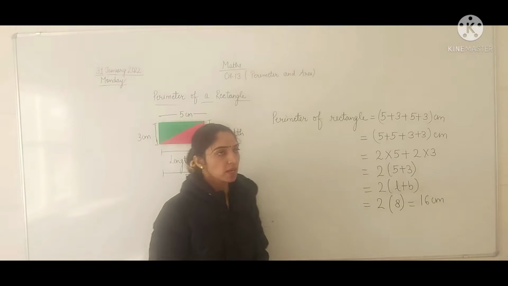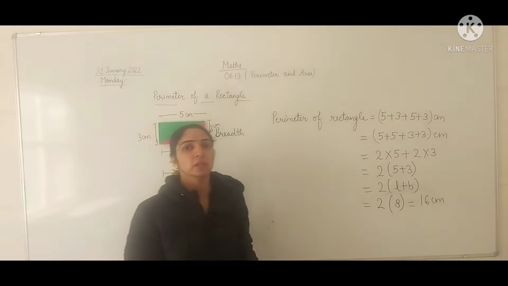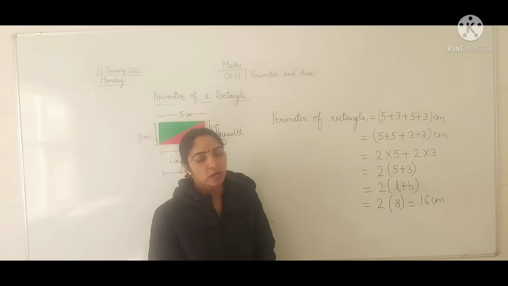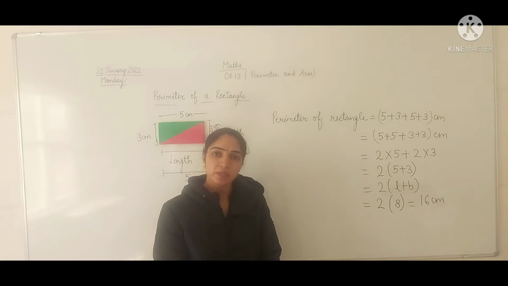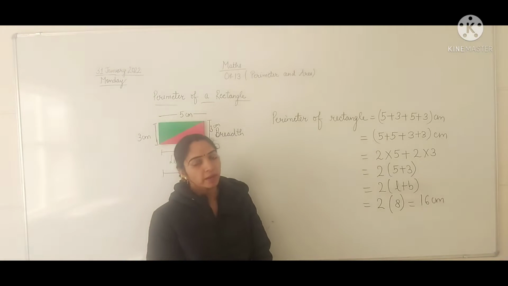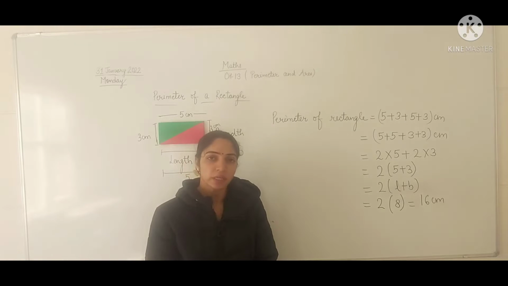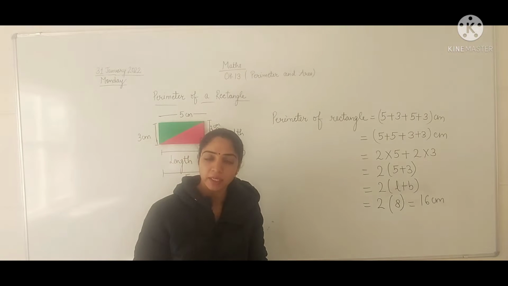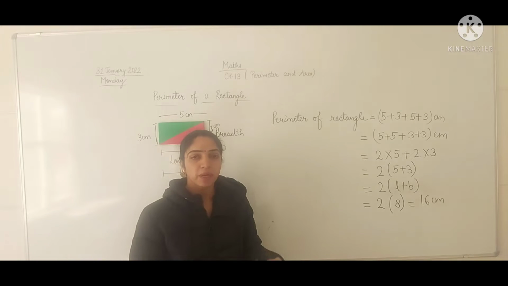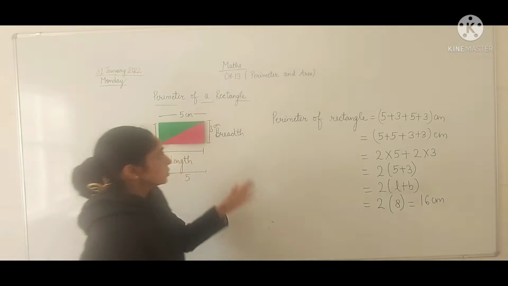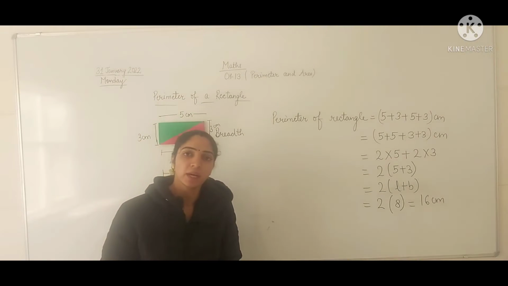Yes, this is your maths class and we are doing our chapter number 13, perimeter and area. In the previous class also we discussed perimeters, how we can find the perimeters of curved shapes and shapes that have straight sides. Today we are going to discuss the perimeter of a rectangle. Now we discuss the perimeter of different shapes. So first one is perimeter of a rectangle.